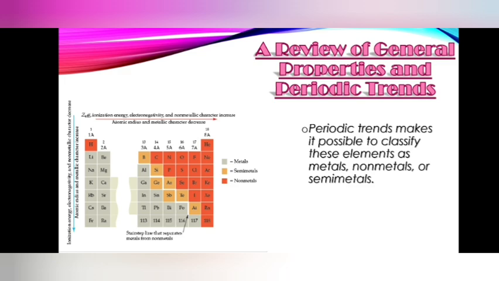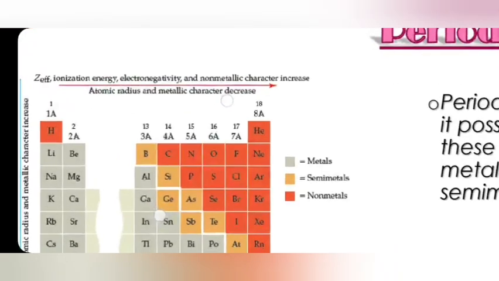The periodic trend makes it possible to classify these elements as metals, non-metals, and semi-metals. Now, some of the elements here are metals, some are non-metals, and some are semi-metals. Atoms that can lose their electrons easily form metals. Semi-metals sometimes behave as a metal and sometimes as a non-metal, and the non-metal is opposite to that of metal.